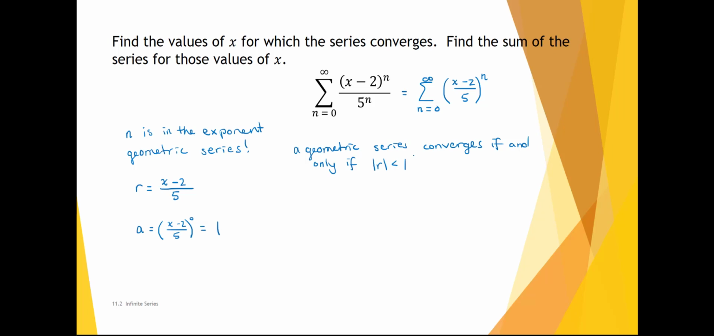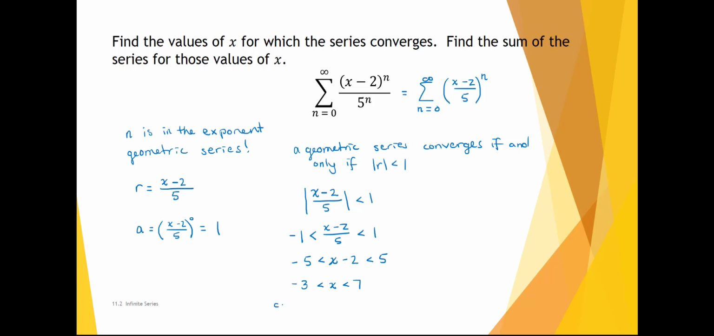We know the geometric series converges if and only if the absolute value of the common ratio r is less than 1. For this problem, our series converges if and only if the absolute value of x minus 2 divided by 5 is less than 1. Well, the absolute value of a number being less than 1 means that that number, x minus 2 divided by 5, is between -1 and +1. Then I can multiply by 5, so -5 is less than x minus 2 is less than 5, and add 2, so -3 is less than x is less than 7.